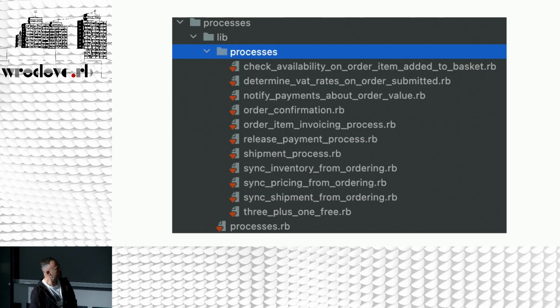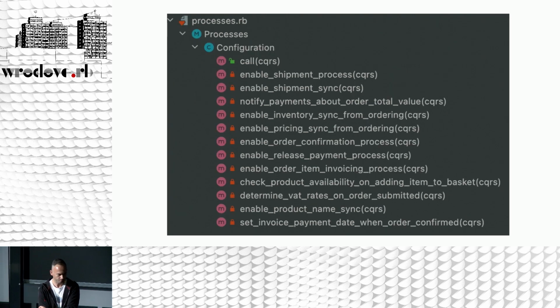There are many such processes. This is from my project. This is like a simulation of e-commerce. So you may want to check availability when an item is added to the basket. You want to determine the VAT rate. There's a shipment process. Yeah, so a bunch of them, even more of them. So even for a quite simple e-commerce simulation project, we already have like, I don't know, 25 or 30 processes.